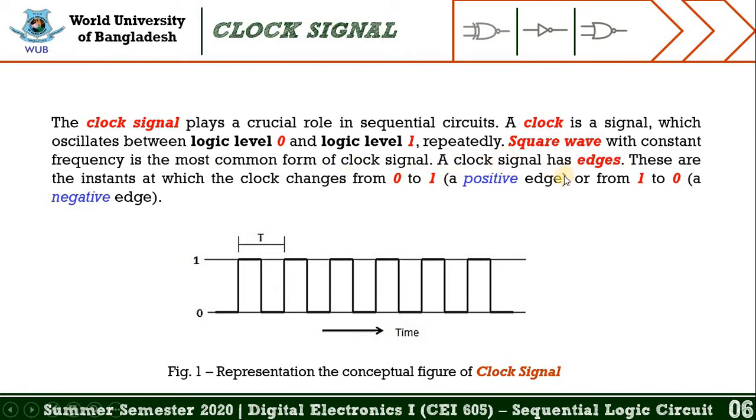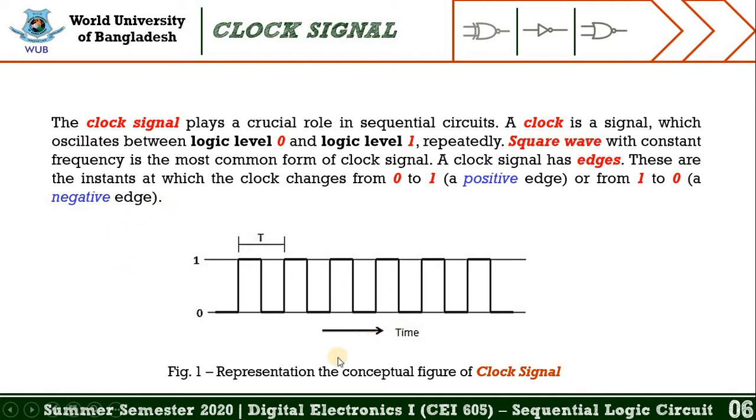A clock signal has edges. These are the instants at which the clock changes from 0 to 1, a positive edge, or from 1 to 0, a negative edge. Sorry, I repeat it again, a negative edge.